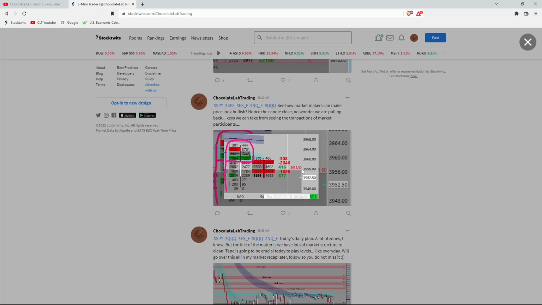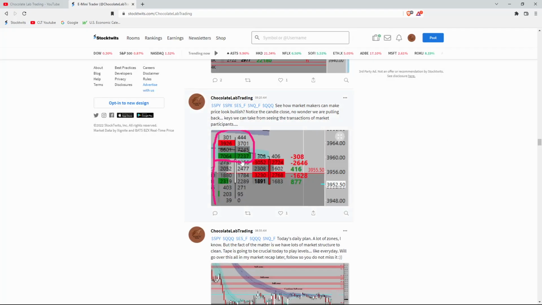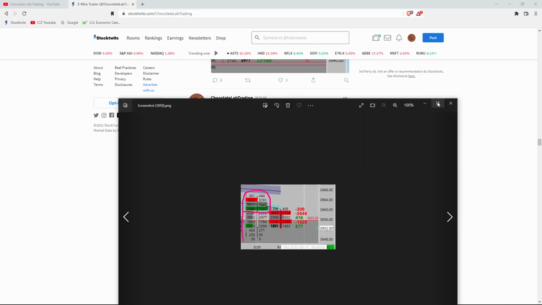And this was right before open. Yes, this was a 30-minute chart, and I said, see how market makers can make price look bullish. Notice the candle close. No wonder we're pulling back. Keys we could take away from the transactions of market participants. So let me pull up this screenshot. This is pretty tiny.